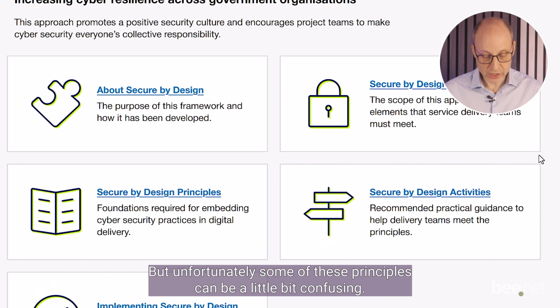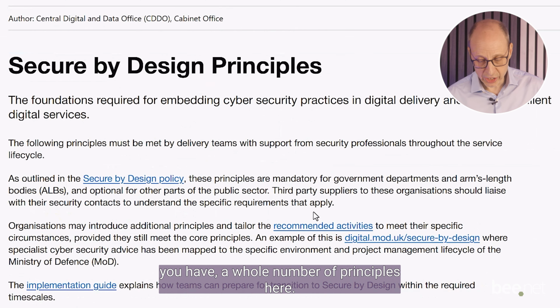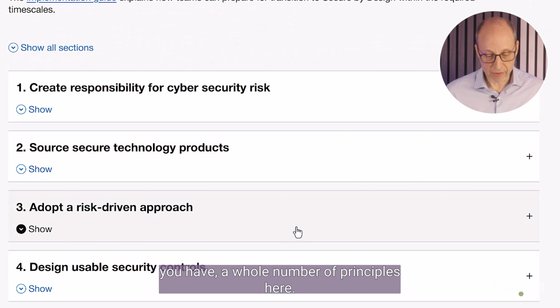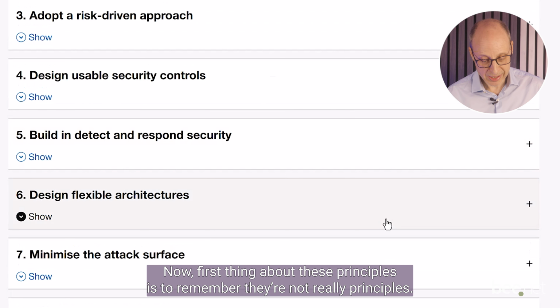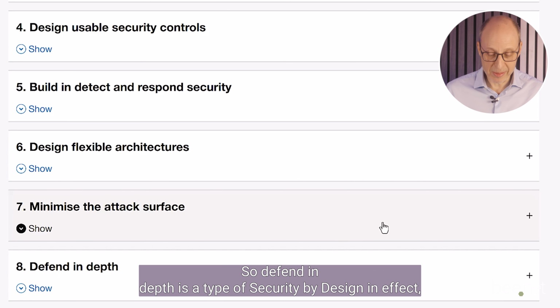But unfortunately, some of these principles can be a little bit confusing. So, for example, giving you principles. Here you have a whole number of principles here. Now, first thing about these principles is to remember they're not really principles. So defend in depth is a type of security by design, in effect.